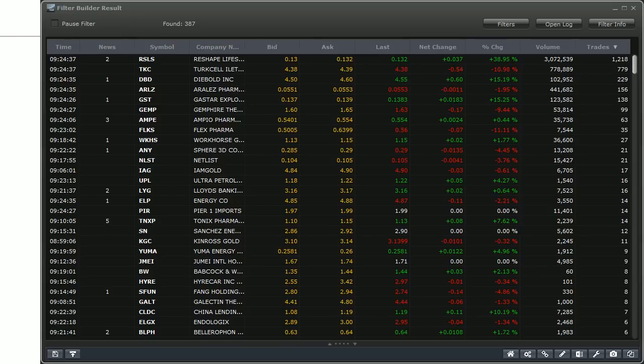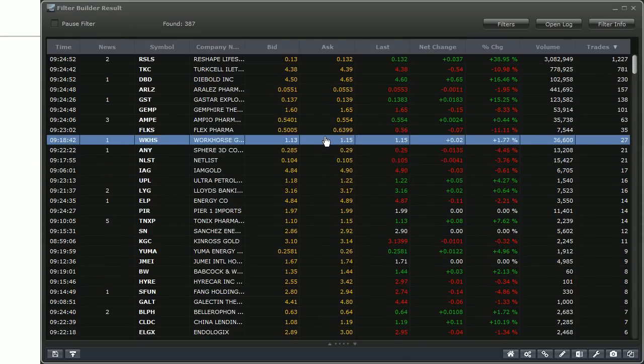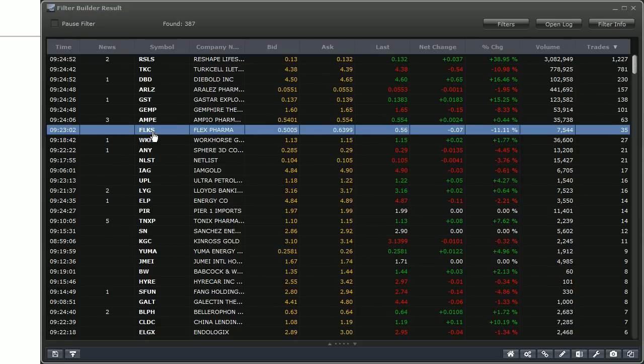And currently below 30 on the RSI. All right? Now to prove that, let's go ahead and look at one of them right now. Let's take that. Let's just prove it by looking up FLKS.